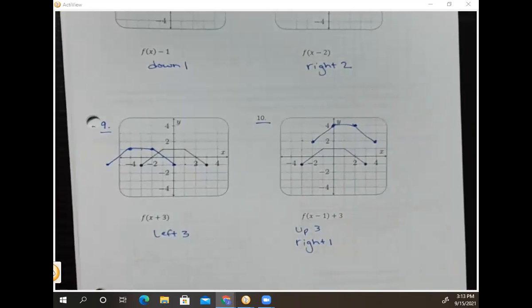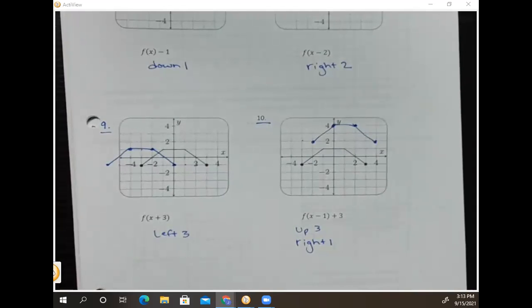Okay. The other thing you looked at in your activity was the a value and how it could stretch out or flatten my graph. It had some flips in there. We're going to talk about that tomorrow. For today, I just wanted to focus on those up, down, left, right translations.